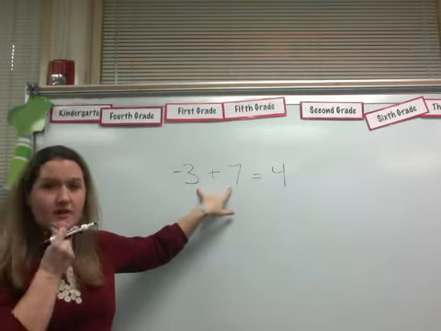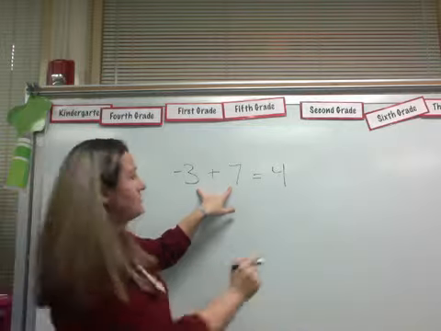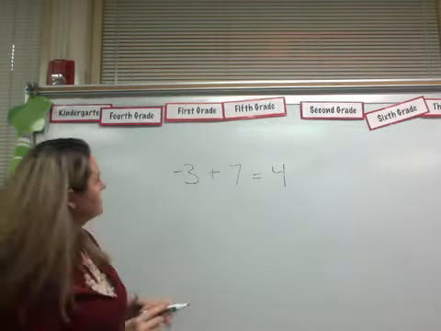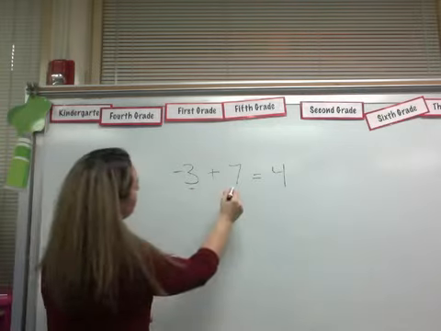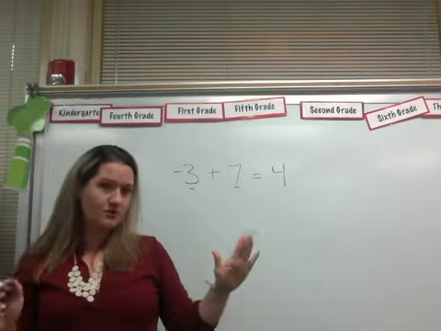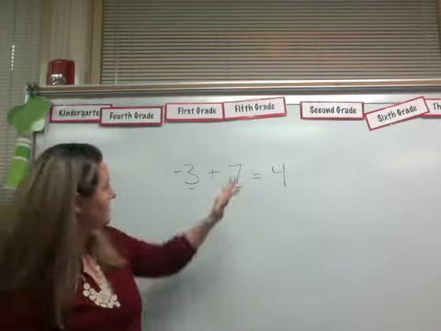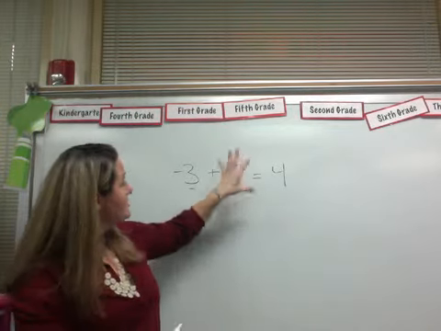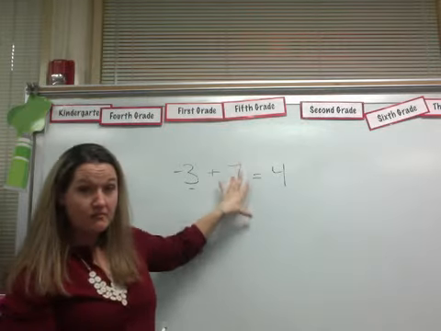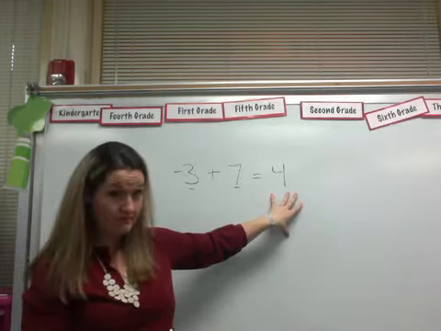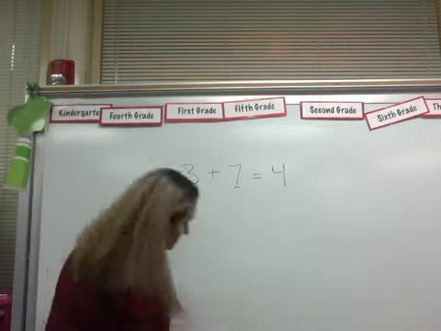Now what determined my answer, whether it was a positive or negative? Well, let's look. We've got a 3 and we've got a 7. Which was the larger number? Don't just forget all about the signs. The 7 was the bigger. Is a 7 a positive or a negative? It was a positive. Because my bigger number here is positive, my answer, therefore, has to be positive. So let's try some more.